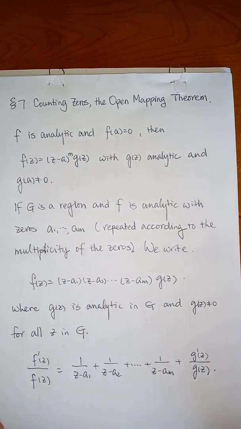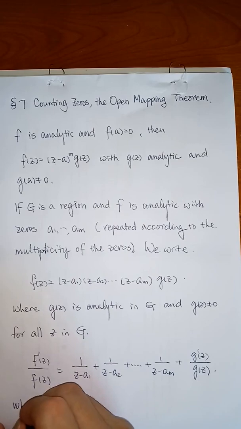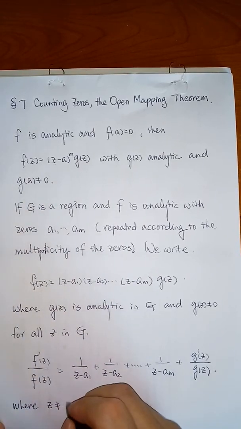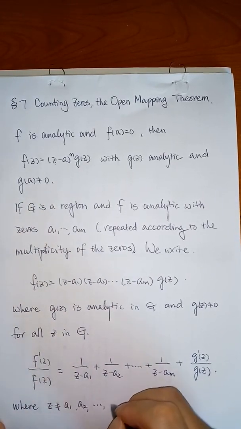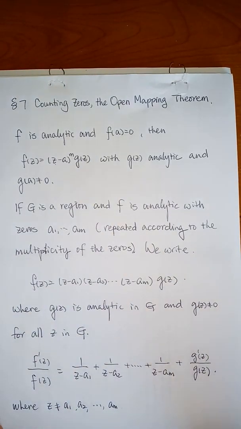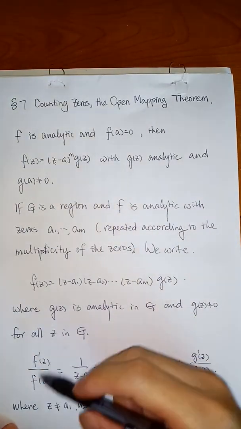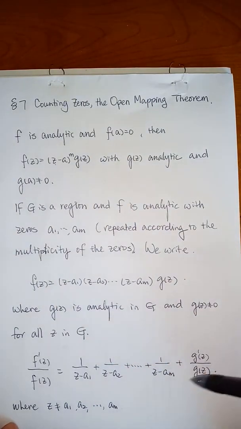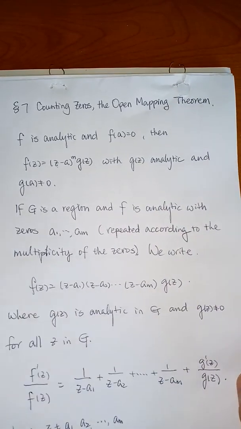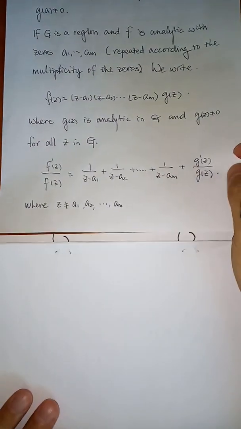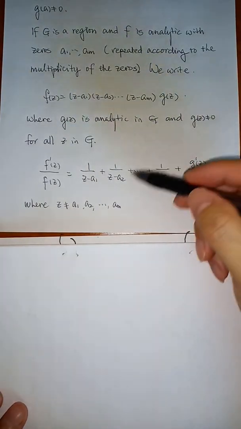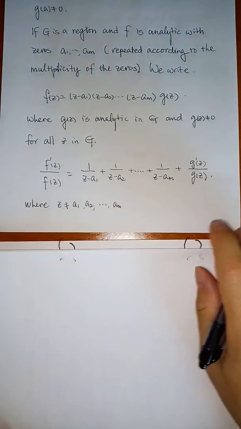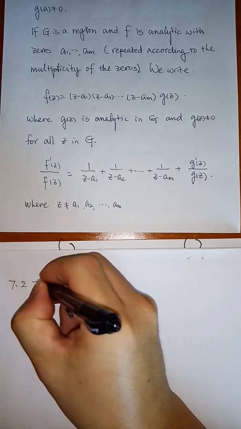And clearly here, z is not equal to a1, a2, ..., am, and z has no restriction from g of z. Okay, so we have such a decomposition of f prime over f. With this decomposition, we do the integral along a certain closed rectifiable curve, and we will get the following theorem.